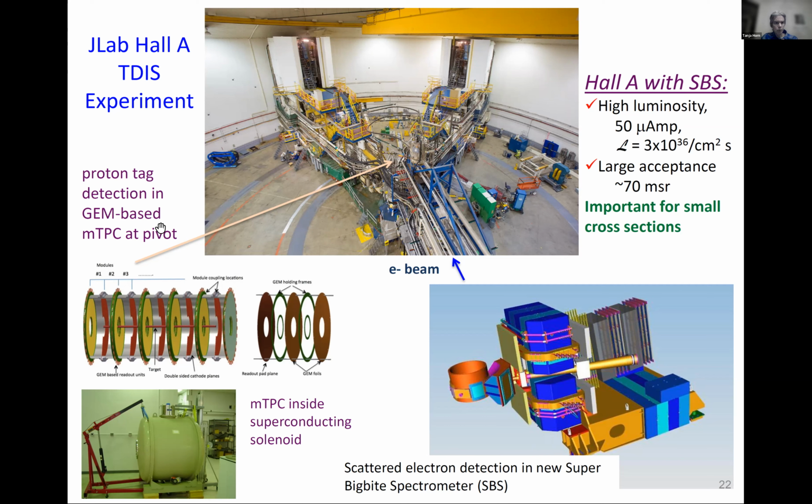So it's using basically proton tag detection with a GEM-based TPC at the pivot. The arrow shows here, it will go here. And the electron beam, of course, will go in this way and allow for high luminosity measurements, which of course is important here, plus a large acceptance, because what we're talking about are processes with relatively small cross sections. So this will go on there.